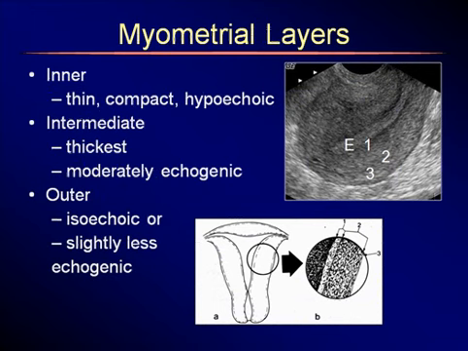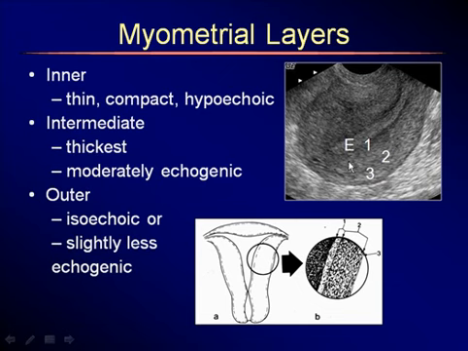First of all, let's start by reviewing the layers of the myometrium. The highest echogenicity is that of the endometrium. Right around it is a hypoechoic band, which is a thick band of compact hypoechoic inner myometrium. So that's not the basal layer of the endometrium, it's the myometrial layer. Then comes the thickest part of the myometrium where the muscle is.